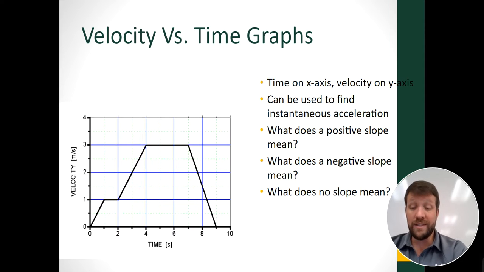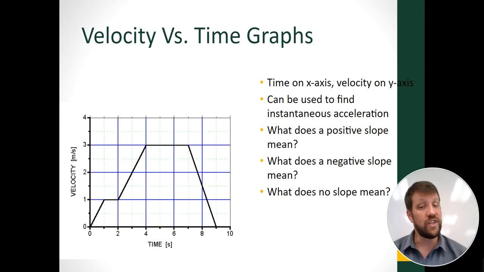From 0 to 1 seconds, we are increasing our velocity, thus accelerating from 0 to 1 meter per second. And from 1 to 2 seconds, we are holding that velocity the same. Okay? 2 to 4 seconds, increasing velocity from 1 to 3 meters per second. 4 to 7 seconds, no change in velocity. And then 7 to 9 seconds, we have a change in our velocity as well, but in the negative direction because we have that negative slope.